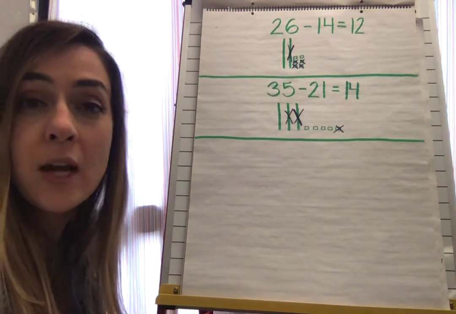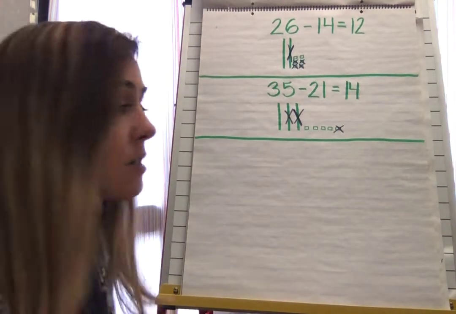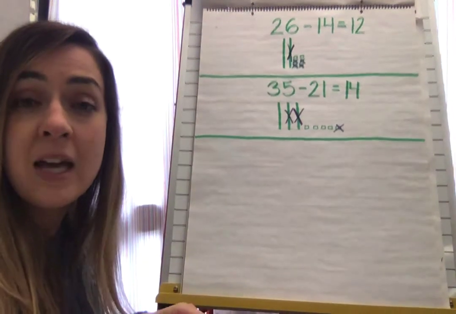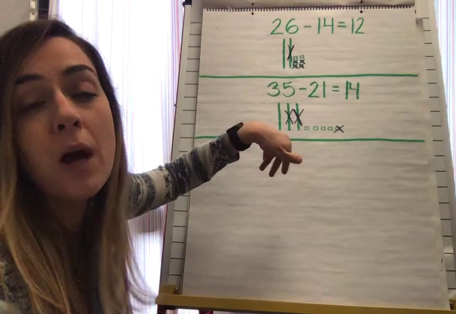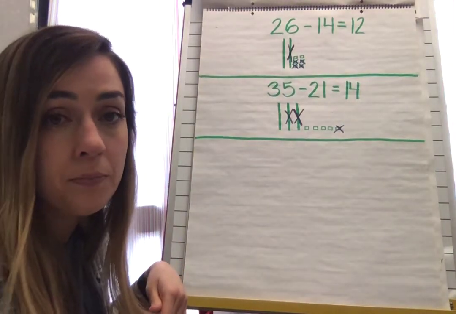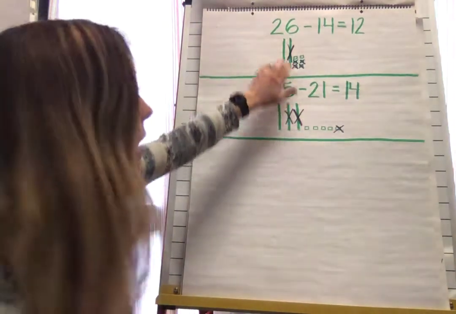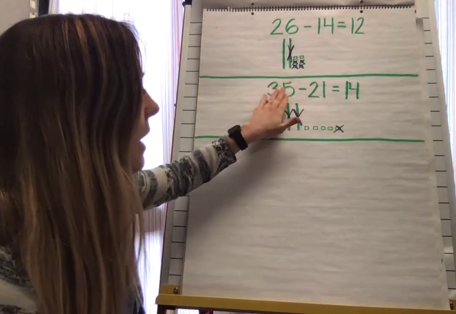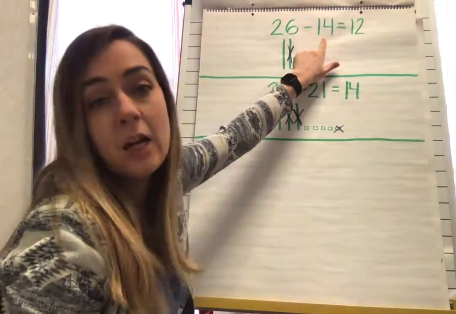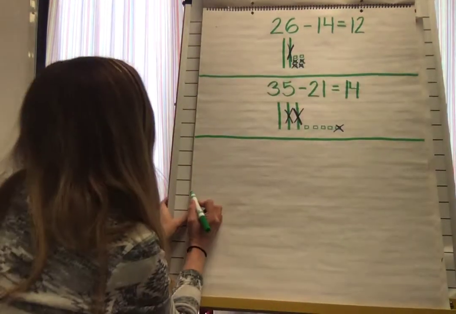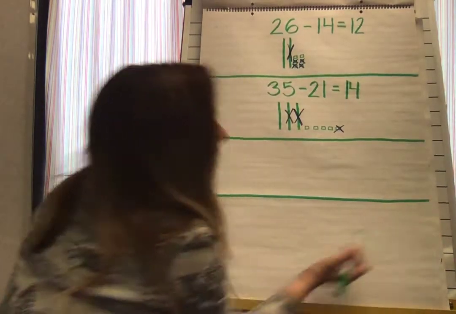All right, so now that we've done 2 together, now you're going to do 2 all by yourself. So I'm going to write what those 2 subtraction problems are going to be, and then you're going to solve those 2 problems using base 10 blocks. Remember, you only have to build the bigger number. I only built 26, I only built 35, and then I crossed off that 21 and I crossed off that 14.